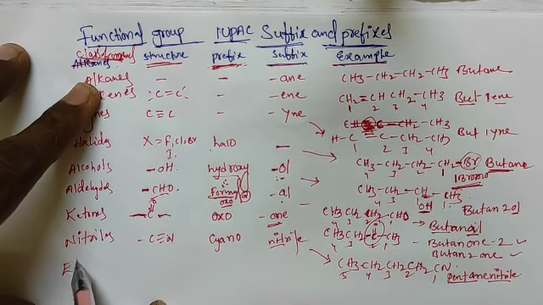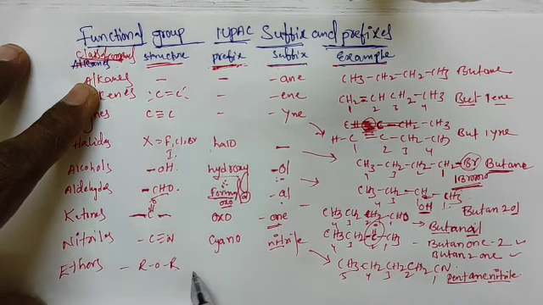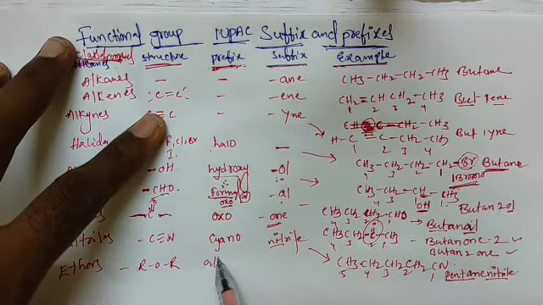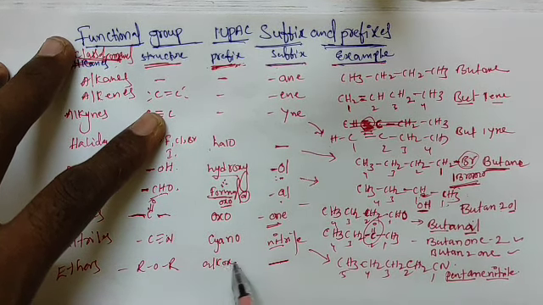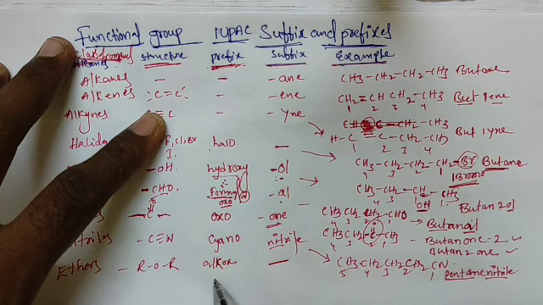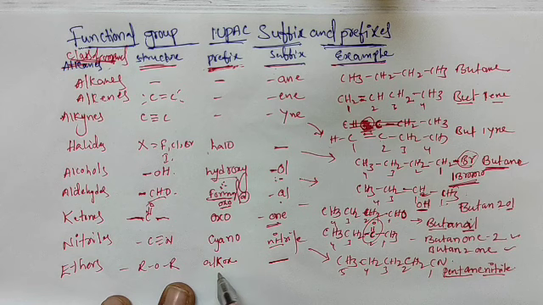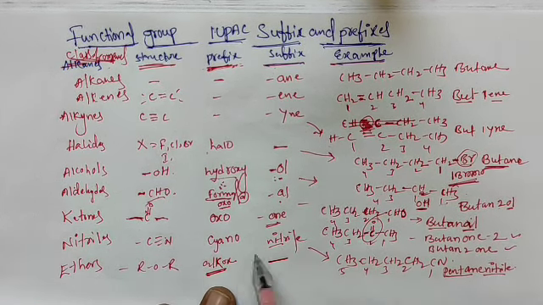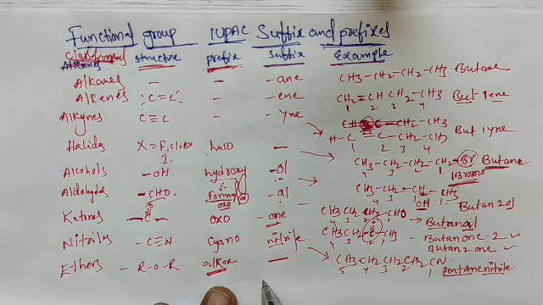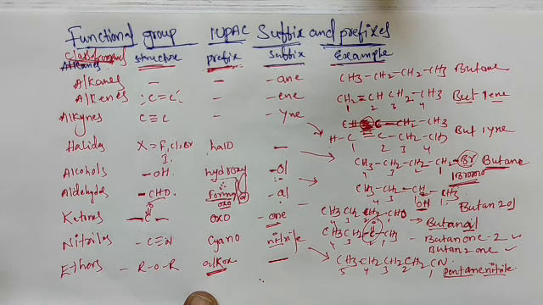Now ethers, R-O-R. For this, alkoxy is the prefix only, with no suffix, because we write this name in front of the root word, not after it. I will give one example, then you can understand.